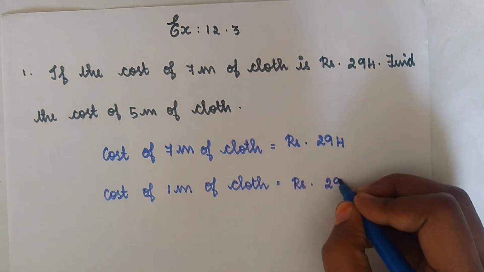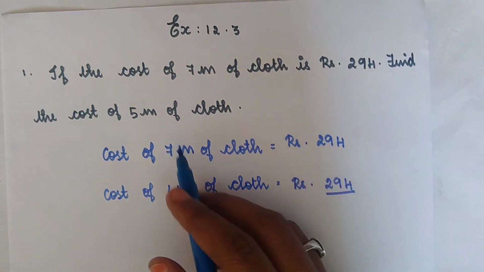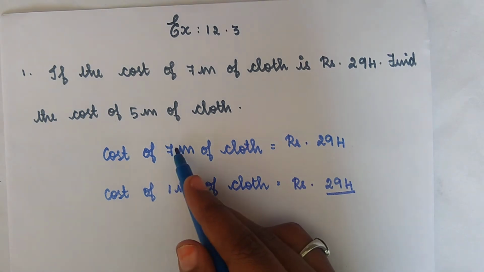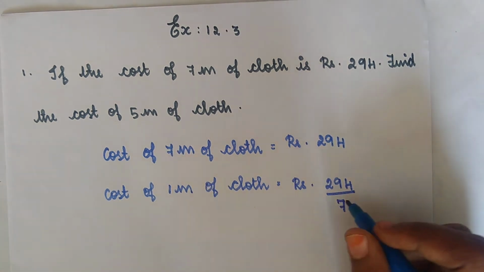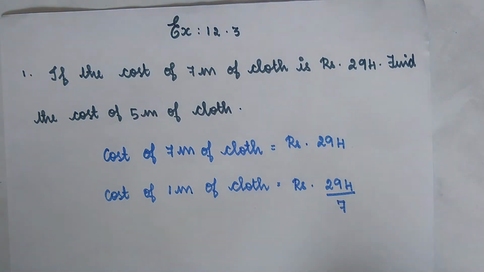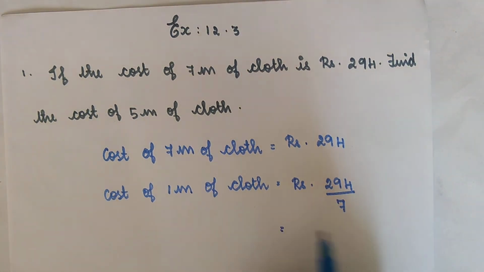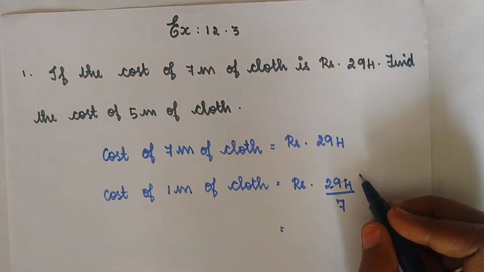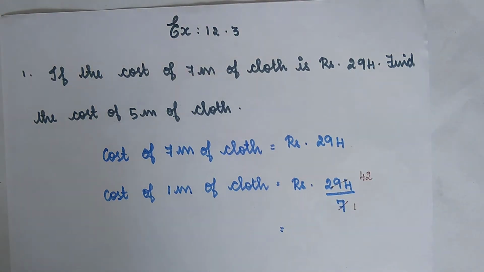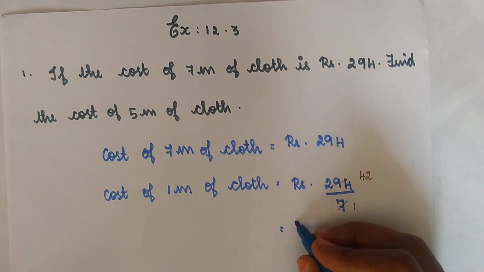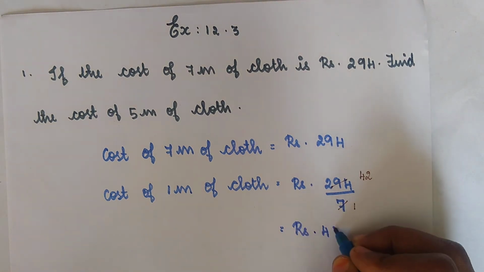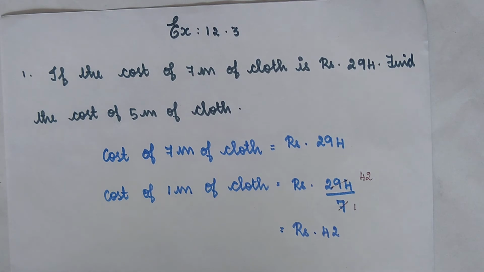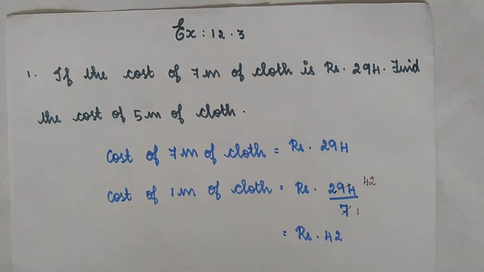Okay. So, rupees 294 divided by how many meter? 7 meter. So, we have to divide 294 by 7. So, we have to cancel in 7 table, 7 sixes are 42. So, rupees 42. So, the cost of 1 meter of cloth is rupees 42.